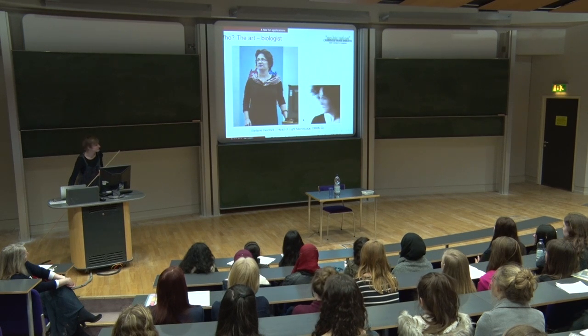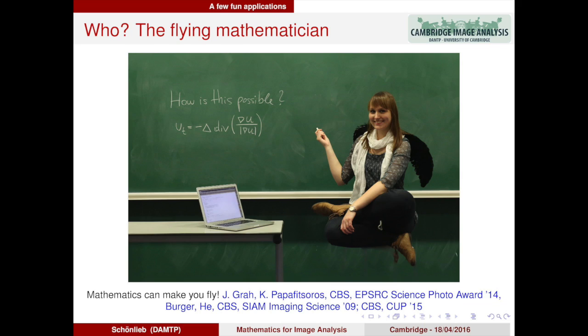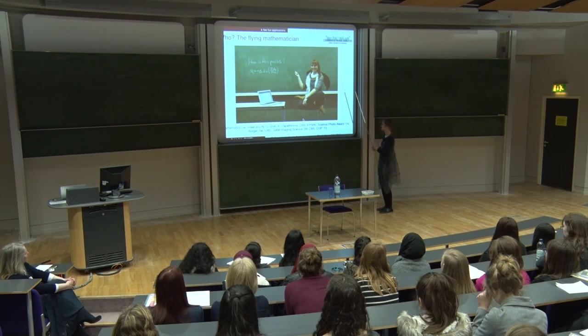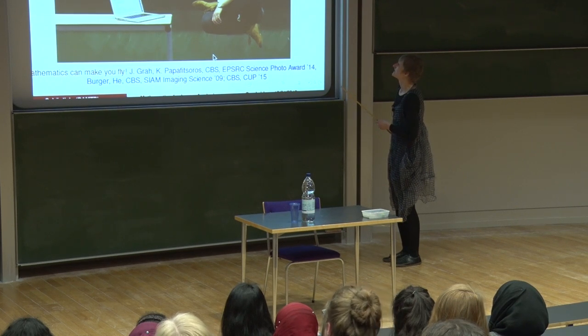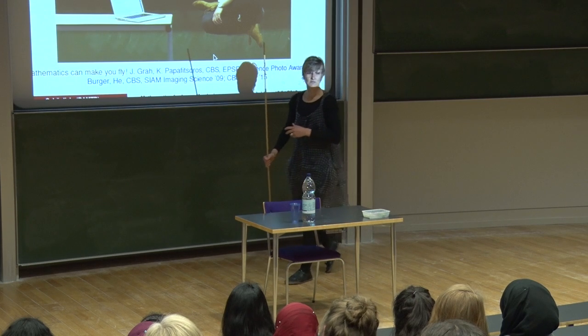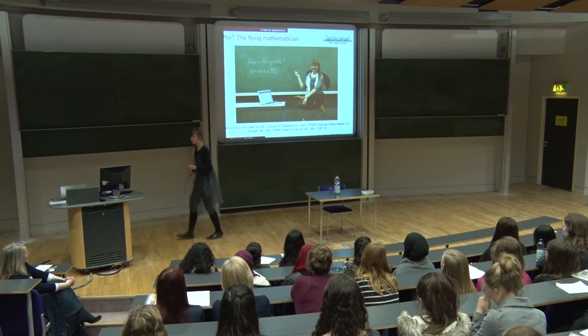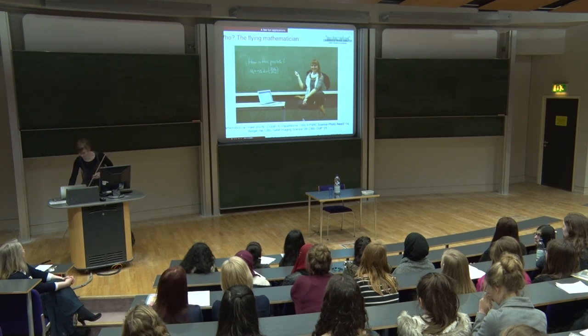So you need a biologist. And you need a mathematician. You need a flying mathematician in this case. So this is Joanna. Joanna is a PhD student jointly supervised by Stephanie, the biologist, and myself. And apart from the fact that she can fly, she is also really a great mathematician. Okay? This picture will come back to us. I will explain to you how she is flying.